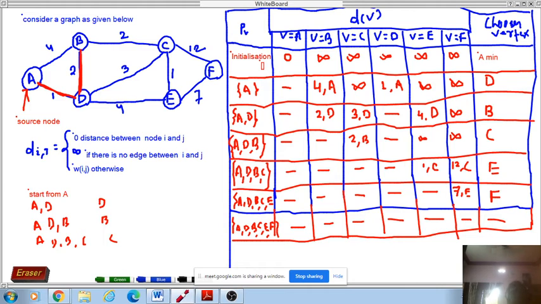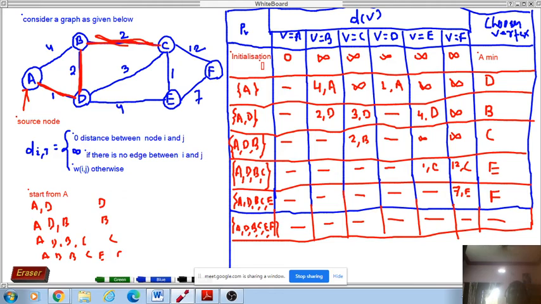It will go B to C. Yes or no? This will go B to C. Next will be A, D, B, C. Remaining what? E.